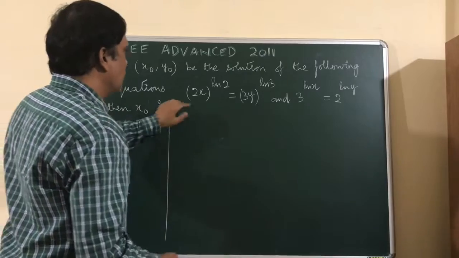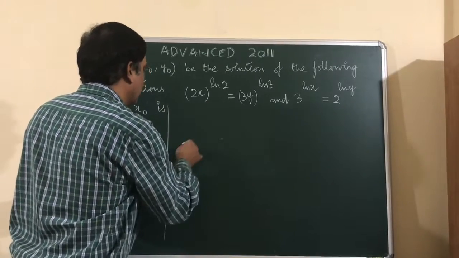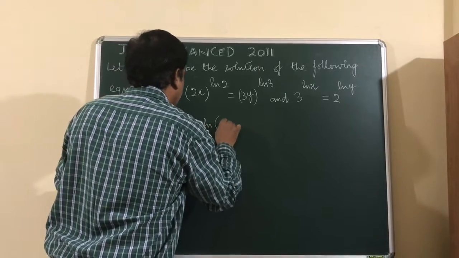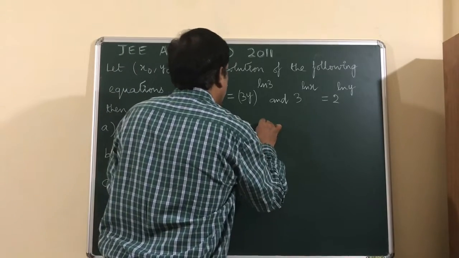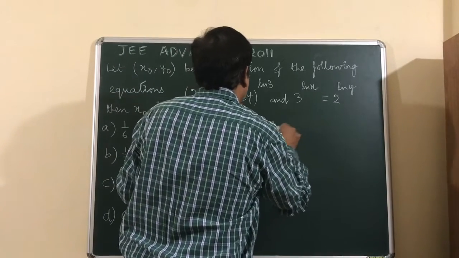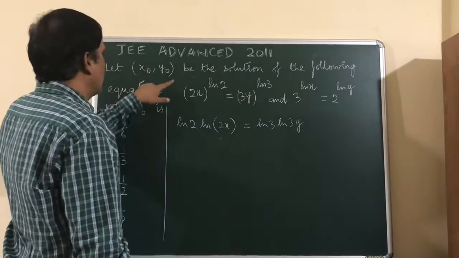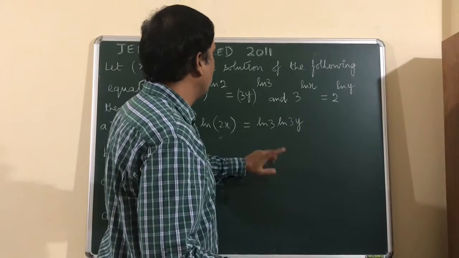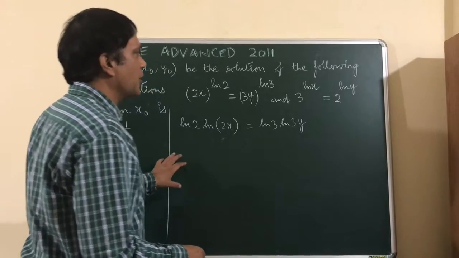So first we'll solve this equation and we'll straight away take the log there, at base e, since ln 2 is given there. So we can write ln 2 into ln 2x is equal to ln 3 into ln 3y. x naught, y naught are the solution, so finally we'll convert those to x naught, y naught after simplifying this.